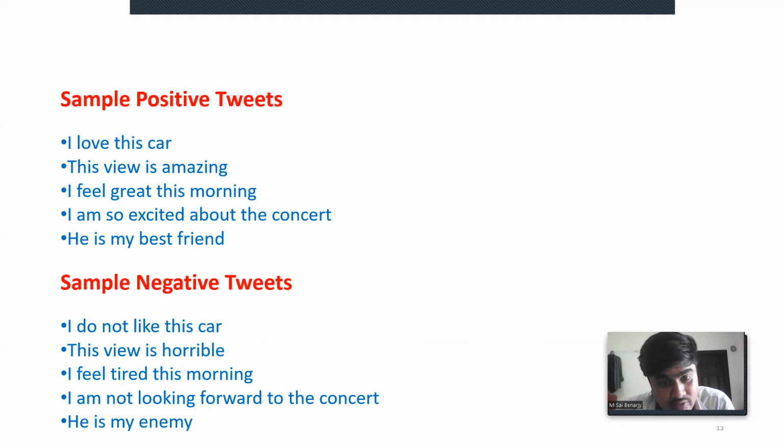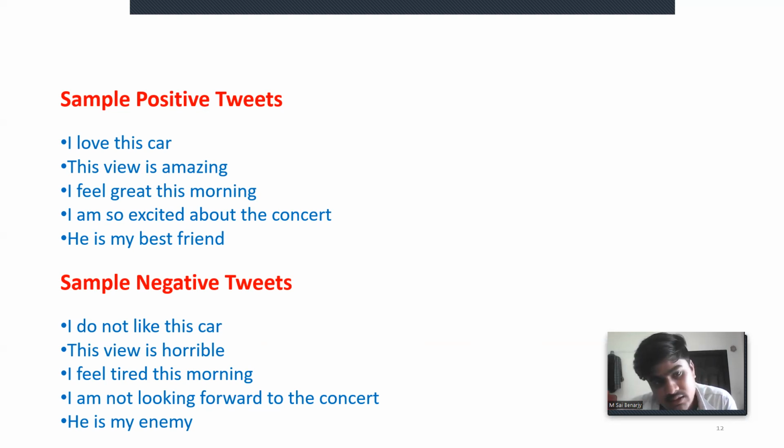And sample negative tweets in sentiment analysis. We can see the tweets that have been sent. In that we can see whether they are satisfied or not satisfied about what we are presenting, and according to the tweets we can see what was negative and what was positive.